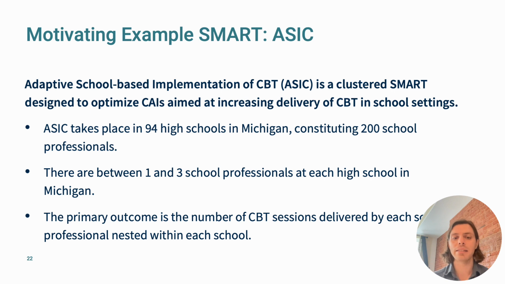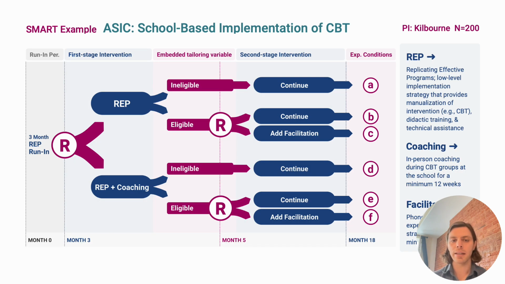So anyway, ASIC takes place in 94 high schools in Michigan with not quite 200 school professionals. Each high school has between 1 to 3 school professionals, and our primary outcome is going to be the number of CBT sessions delivered by each school professional nested within each school. So this is what ASIC looks like, and I'll walk you through it. So every high school gets a 3-month run-in period of REP, and then they get randomized with equal probability to either receive REP or REP plus coaching in the first stage. That happens for 2 or 3 months, and then we check their response status.